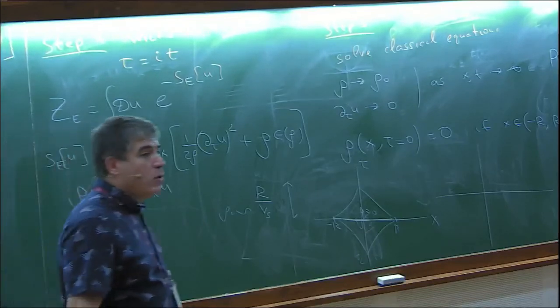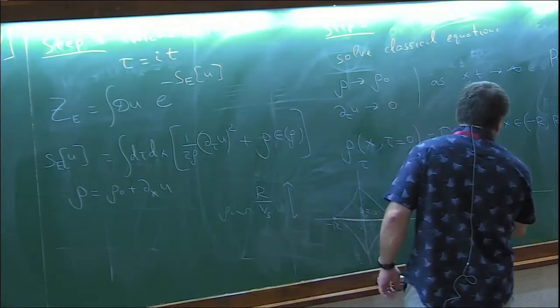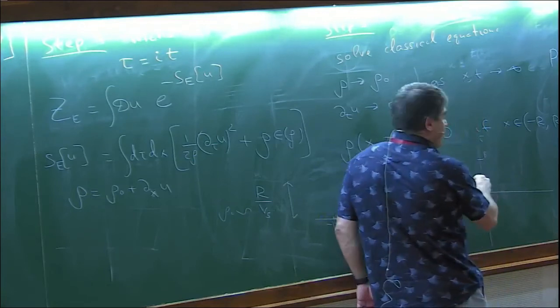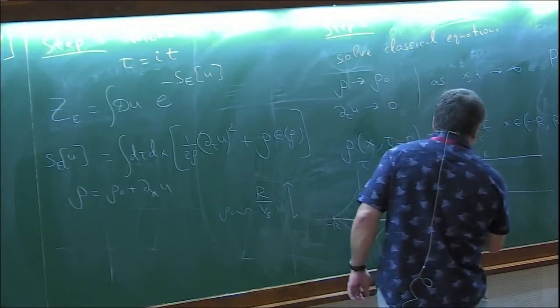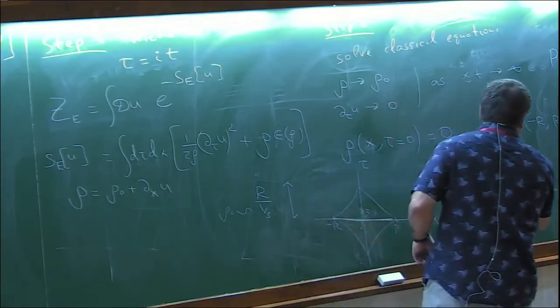Okay, now let's see what changes at finite temperature. And at finite temperature, the simplest way to do that is just to say that time runs from 0 to beta with periodic boundary conditions. So essentially, I'm on a cylinder now. Well, let me make it from minus beta over 2 to beta over 2.